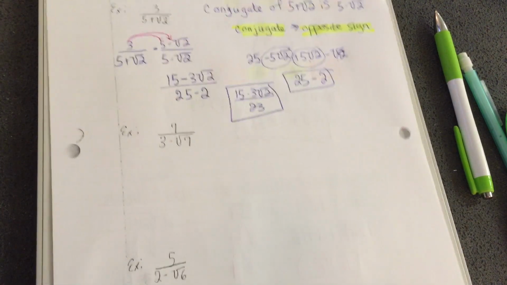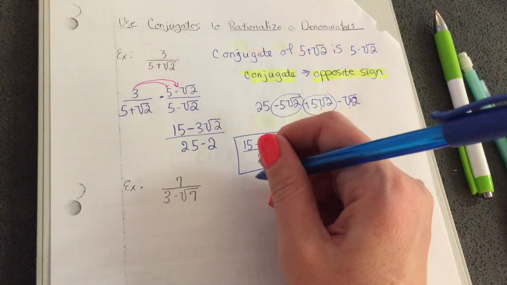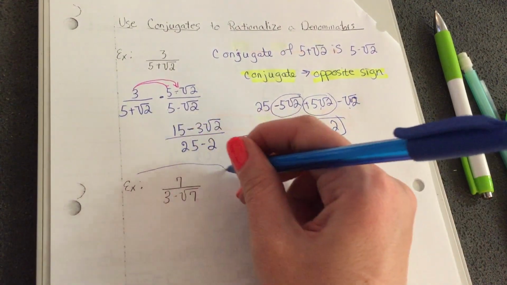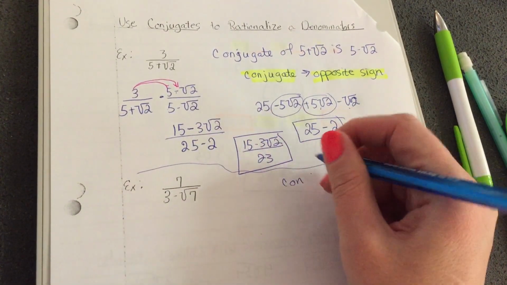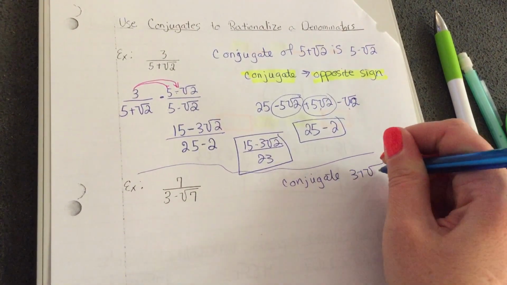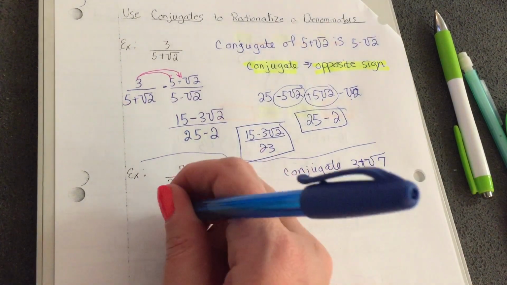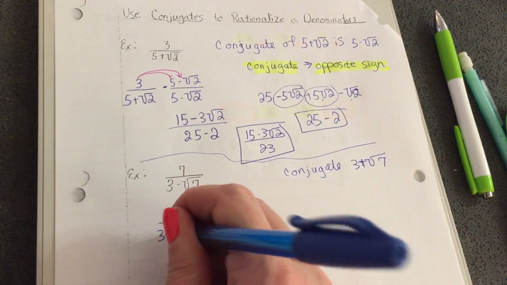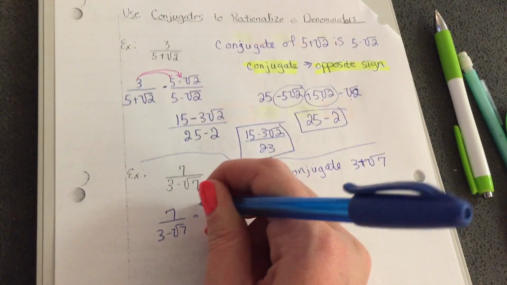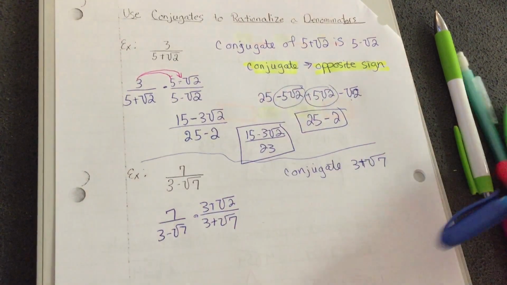Let's do another one. Okay, so let's do this one. What is the conjugate of this one? 3 plus square root of 7. Yes. So we're going to write that conjugate over here. Conjugate is 3 plus square root 7. Okay, and that's going to make us have a difference of squares on the bottom. So 7 over 3 minus square root 7 times 3 plus square root of 7 over 3 plus square root of 7.